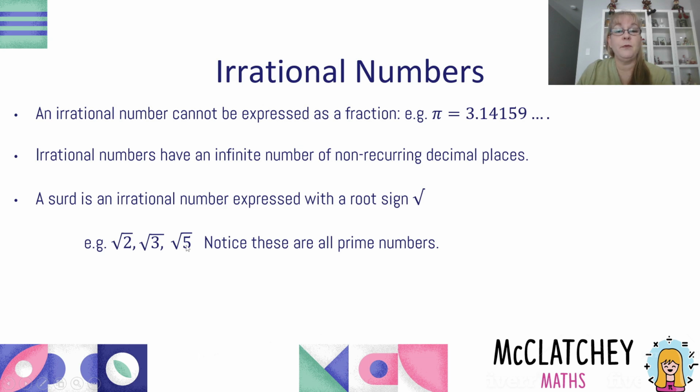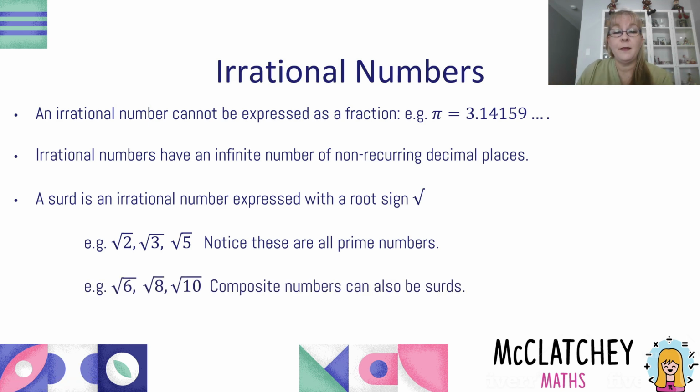These are all prime numbers. All our prime numbers can only be divided by the number itself and 1. So all our primes are going to be surds. But we also have some composite numbers. Composite numbers means it's two numbers multiplied together to make that number.